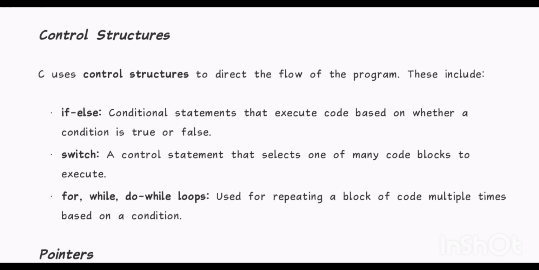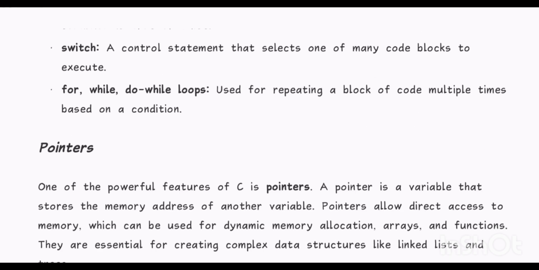Control structures. C uses control structures to direct the flow of the program. These include if-else, conditional statements that execute code based on whether a condition is true or false; switch, a control statement that selects one of many code blocks to execute; for, while, do-while loops, used for repeating a block of code multiple times based on a condition.